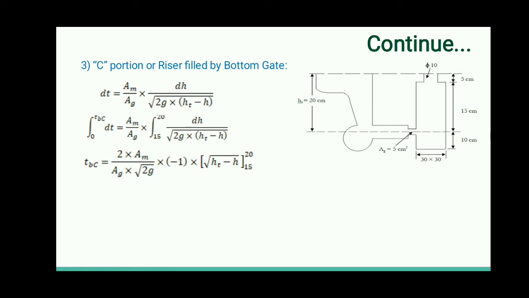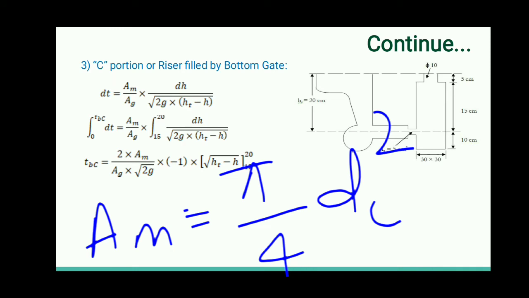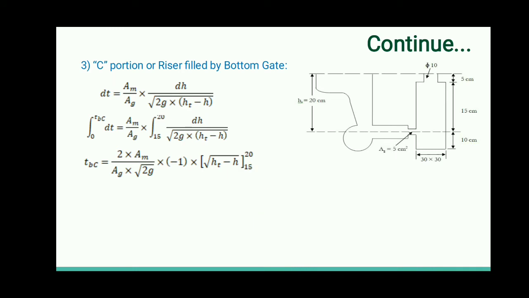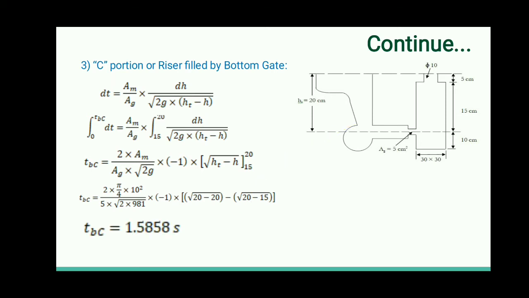Now one more difference is AM, that is the mold cross section, the mold area. Now here we are not considering it as 30 by 30 because the area here is pi by 4 d square, so that is pi by 4 into 10 square. Everything else is the same. Also g is converted into centimeter per second square, and we put all the values over here. So TBC, that is the time required to fill the C portion using the bottom gate, equals 1.5858 seconds.